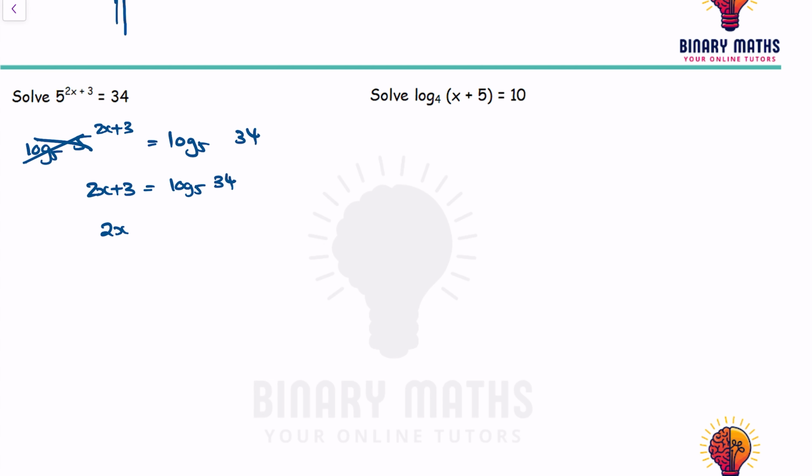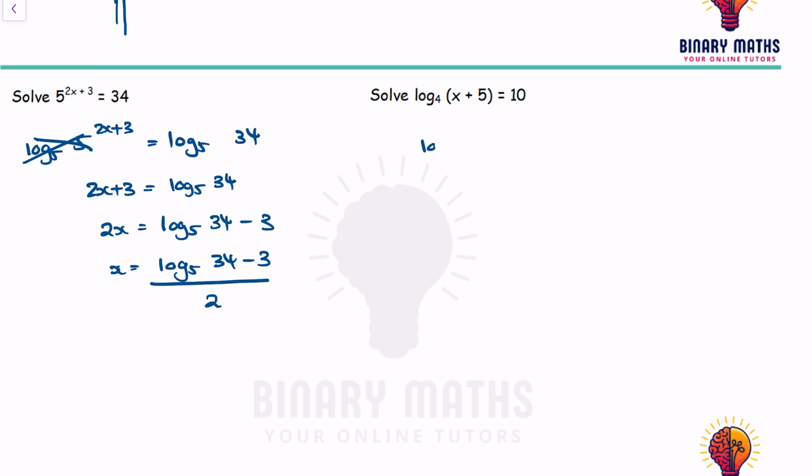Which means, if we've got 2x plus 3, you have to subtract 3 from both sides. So log base 5 of 34, take away 3. And once you divide by 2, you get log base 5 of 34, take away 3, divided by 2.